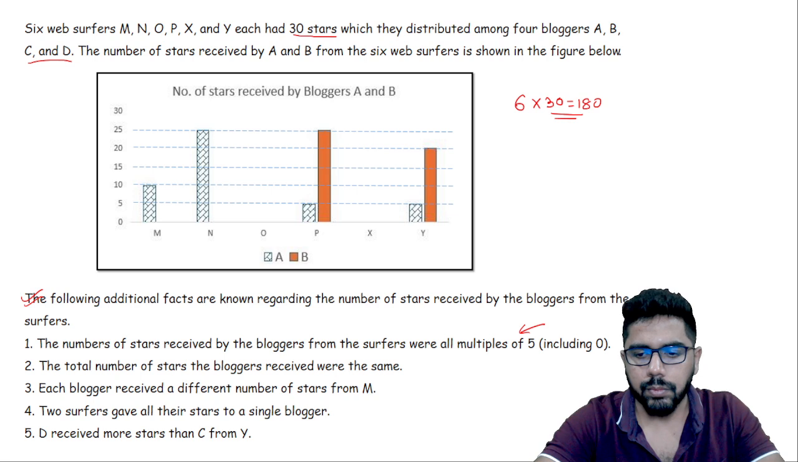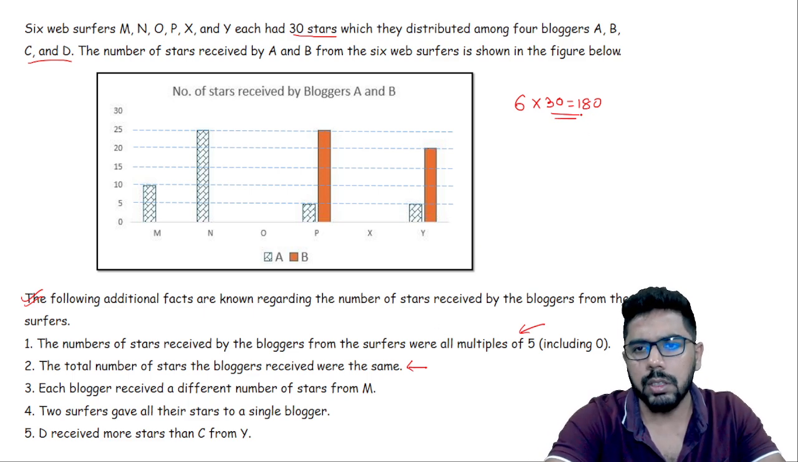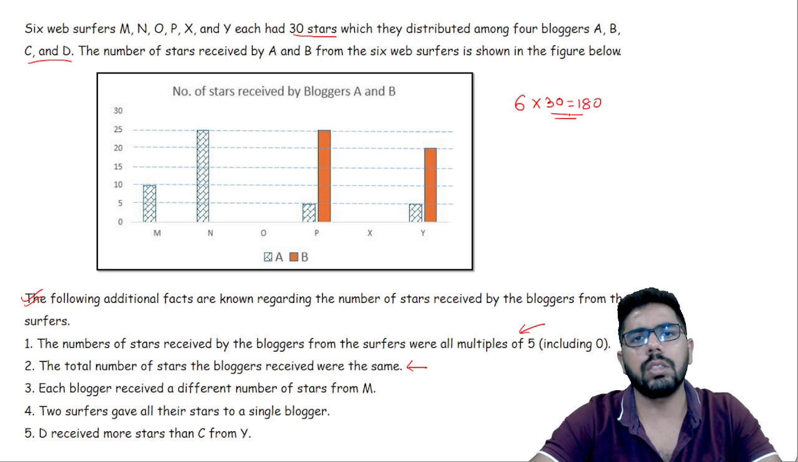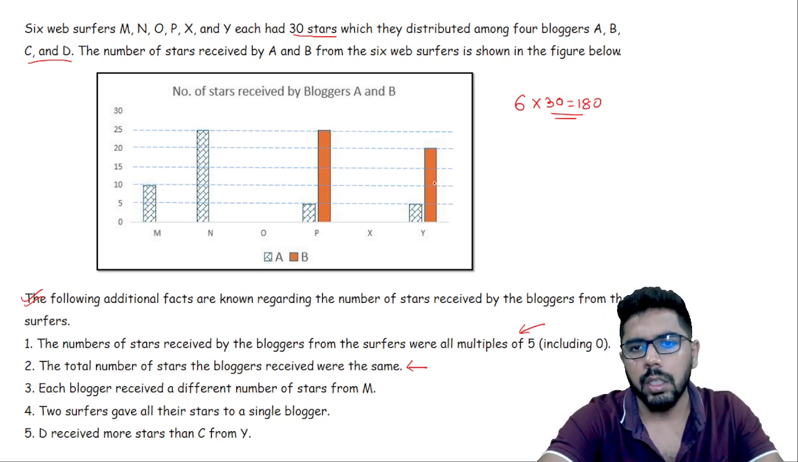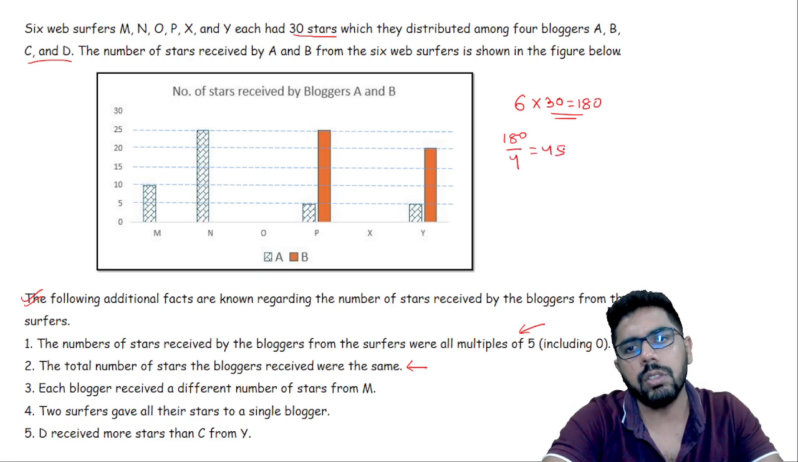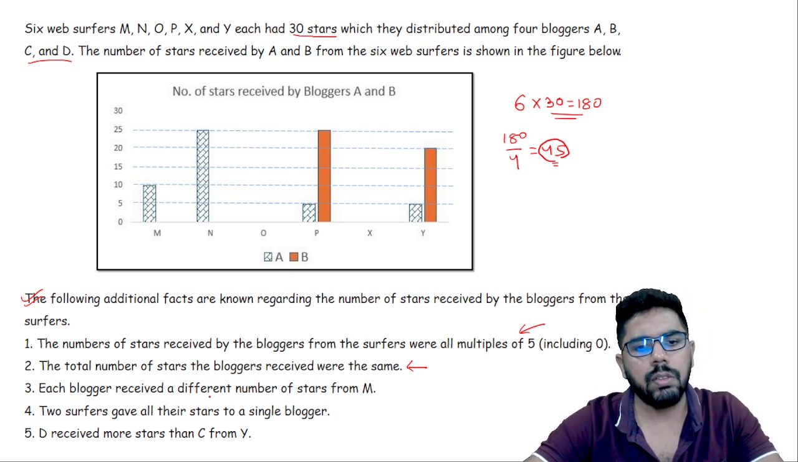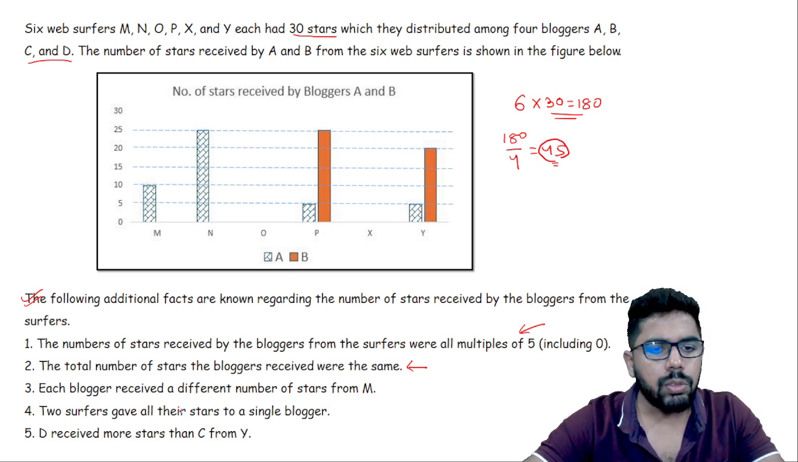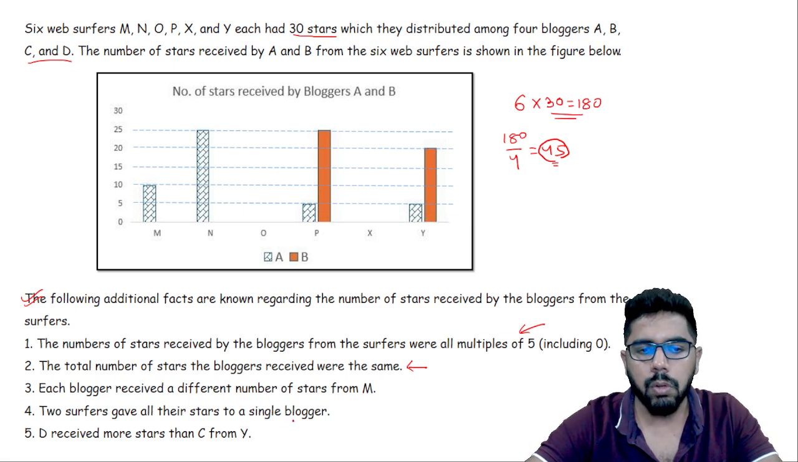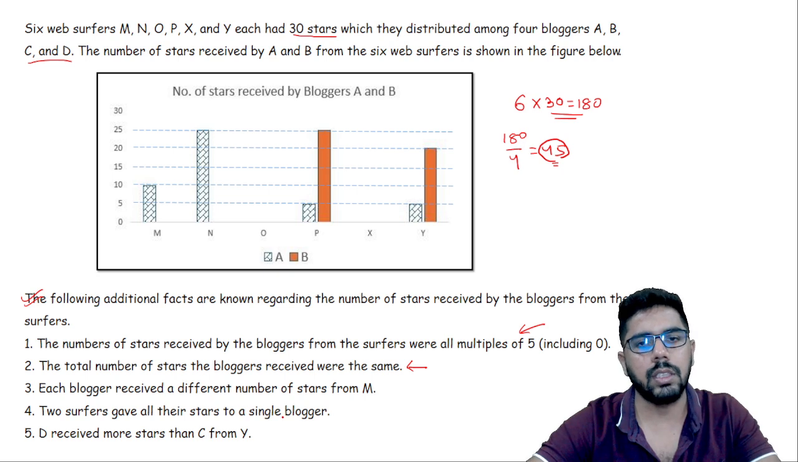All right, now the total number of stars the bloggers received were the same. Now if the total number of stars is 180, each of the bloggers is going to receive the same number of stars. That means 180 divided by 4, we can conclude each of the bloggers has received 45 stars. Each blogger received a different number of stars from M. 2 surfers gave all their stars to a single blogger, and D received more stars than C from Y.